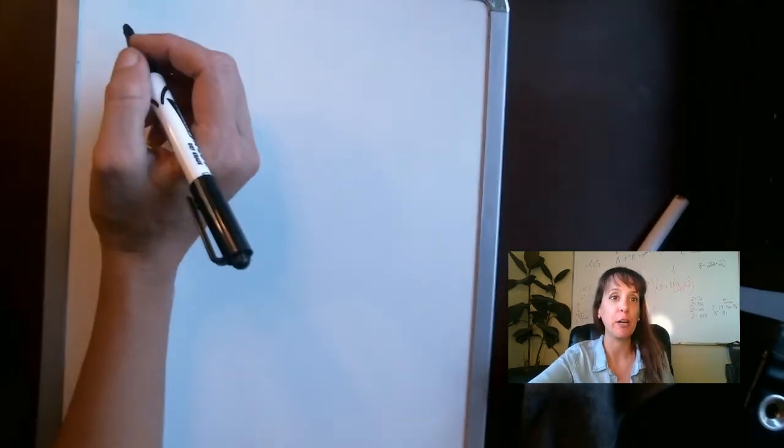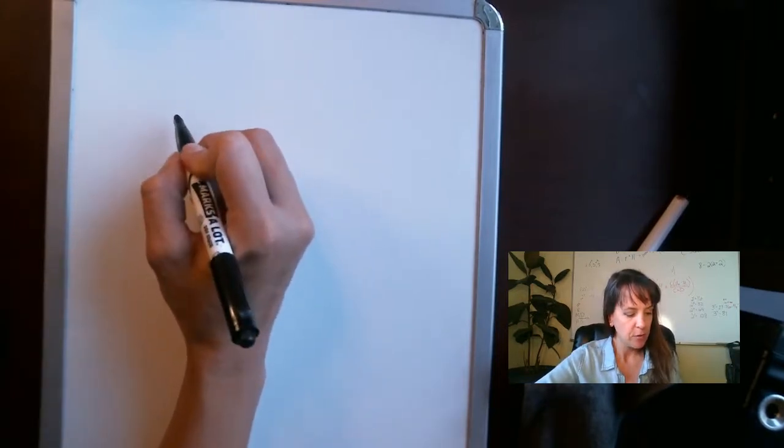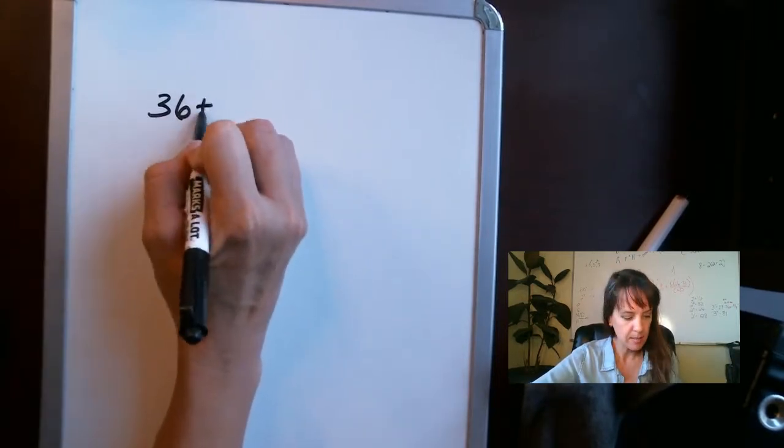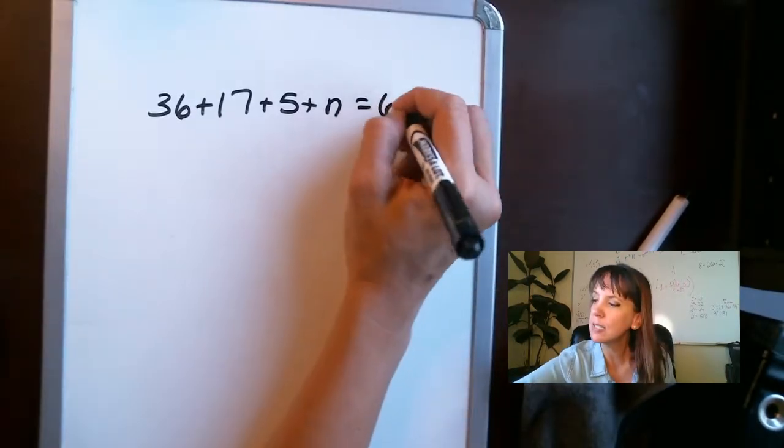So that was our first example. Now we're going to move on to number 2. If you're following along at home, this is page 14. For number 2, what we have is 36 plus 17 plus 5 plus n equals 64.